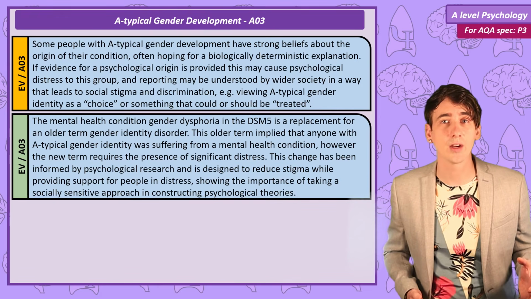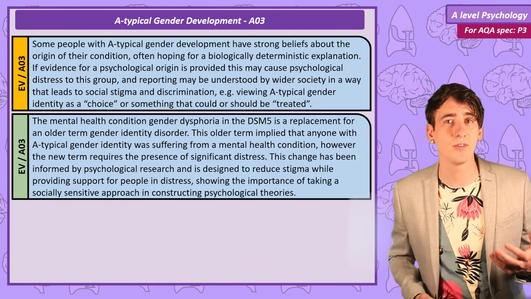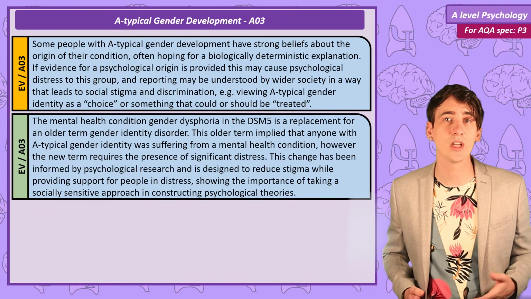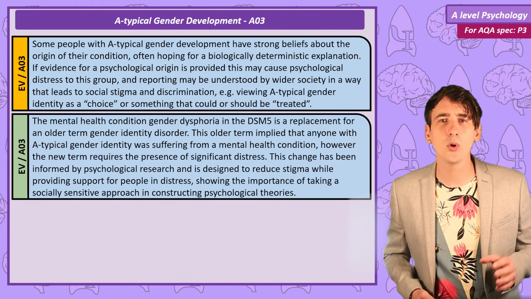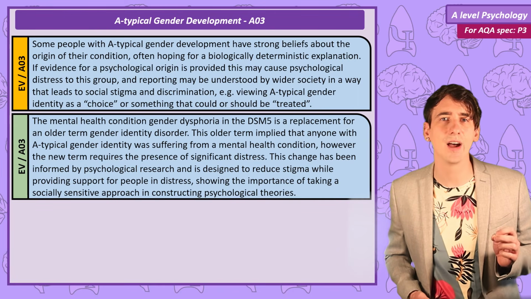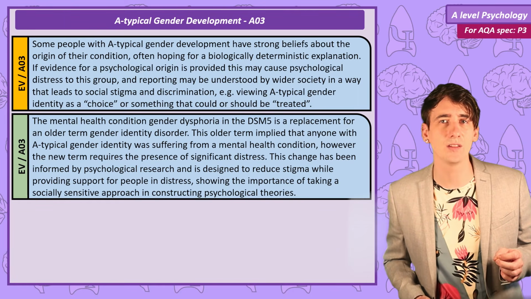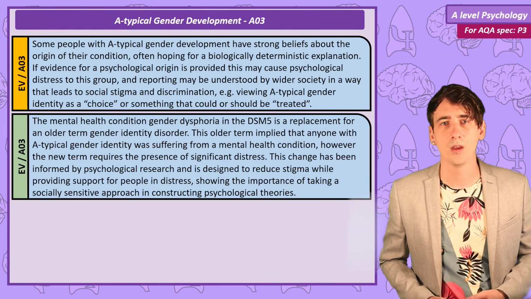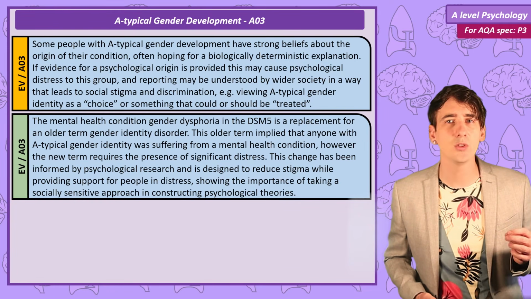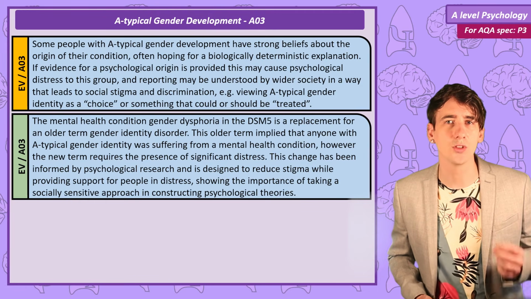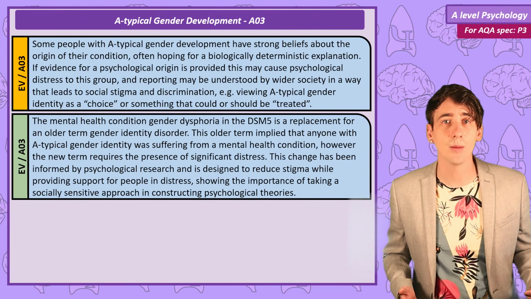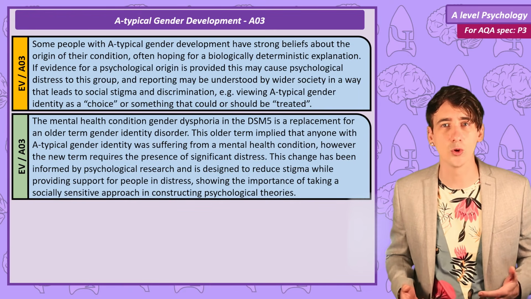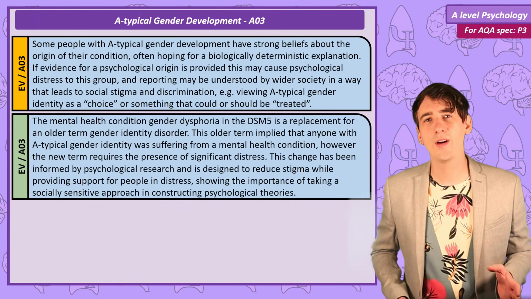Perhaps a step in the right direction was psychologists who helped to create the DSM-5 replaced the old term gender identity disorder with gender dysphoria. Now, the important distinction is the old term defined anyone with atypical gender identity as someone diagnosable with a mental health condition, while with gender dysphoria, the individual needs to show psychological distress. And I think this is an example of how the scientific community has attempted to be socially sensitive towards the group they're studying. One final point.